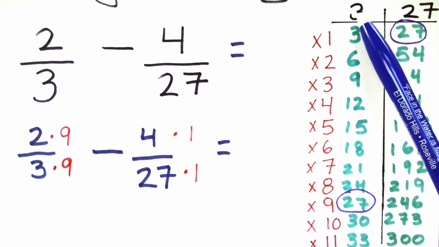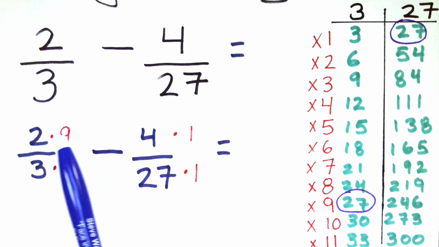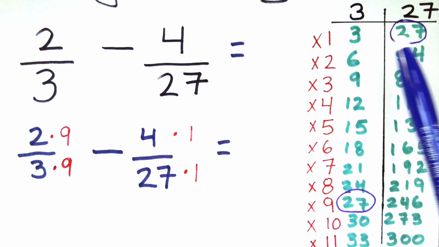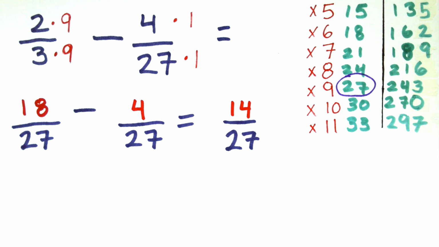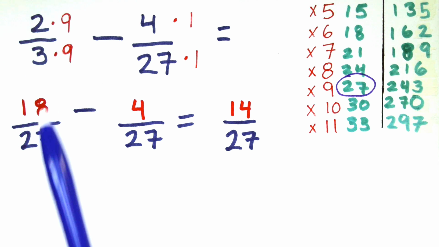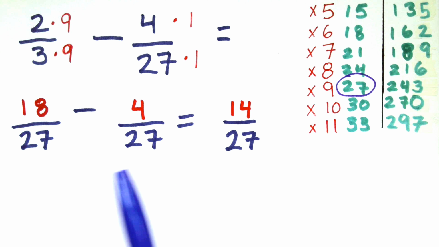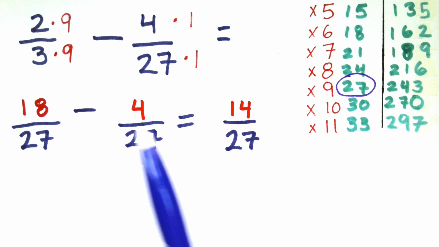So you're going to take 3 and you're going to multiply it times 9 to get 27. What you do to the bottom, you got to do to the top. So I'll multiply 2 times 9 as well. 27 times 1 is 27. So I'll multiply 1 times 27 on the bottom of the fraction, and then I'll multiply the 1 times the top of the fraction. Okay, so you can see here how 2 times 9 is 18, 3 times 9 is 27, minus, 4 times 1 is 4, 27 times 1 is 27. So the denominators are the same, they will stay the same all the way through into our answer.